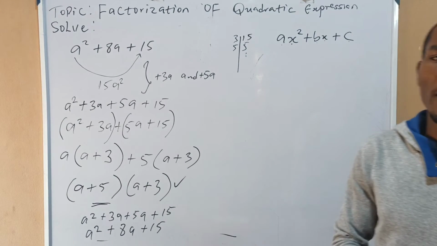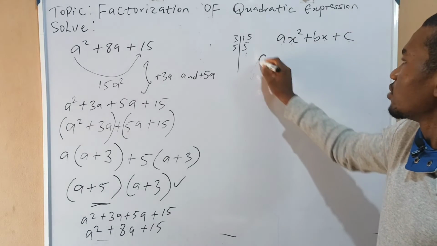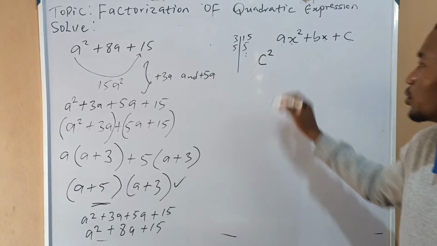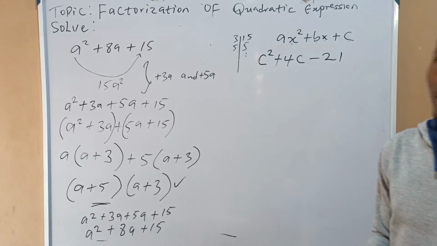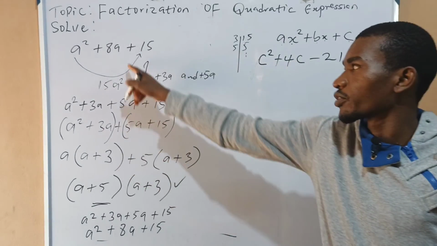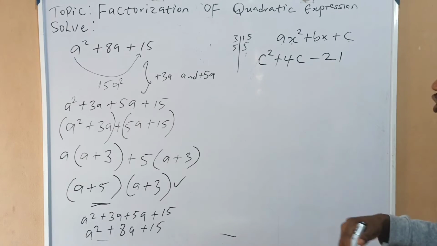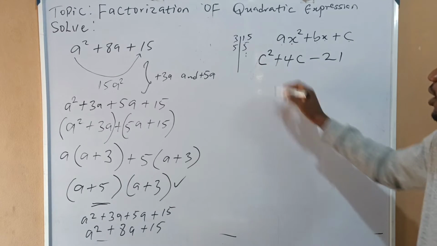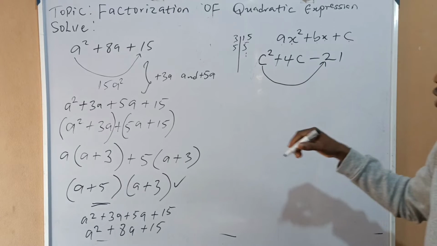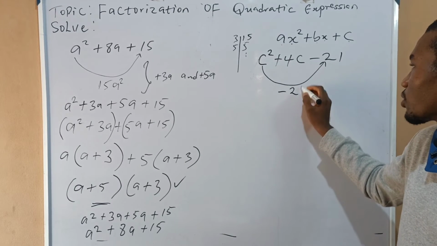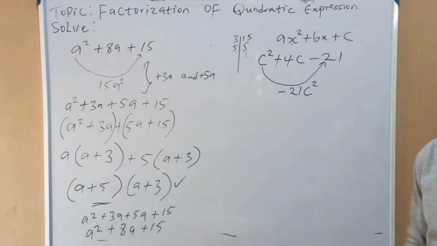All right, let's take another example. If I'm given c raised to the power of 2 plus 4c minus 21. Remember the process we followed in factorizing this given quadratic expression. The same thing we are going to do here. My c raised to the power of 2 multiply minus 21, we are going to have minus 21c raised to the power of 2.